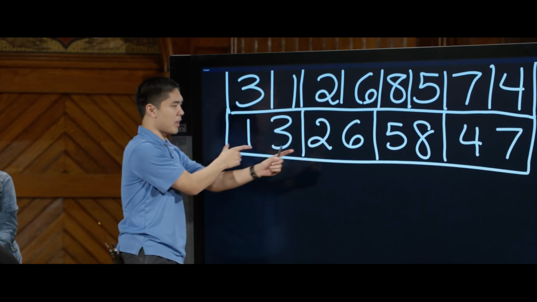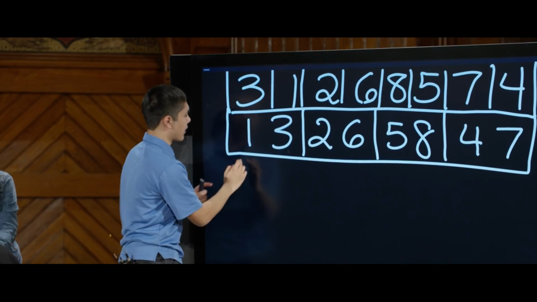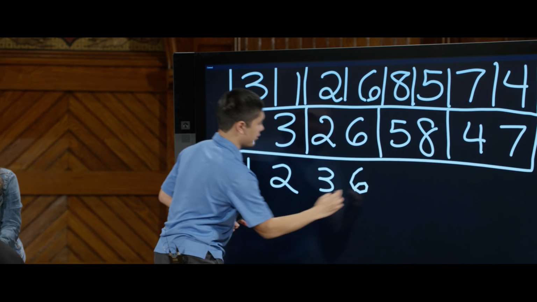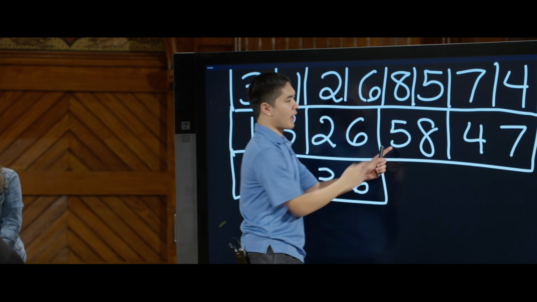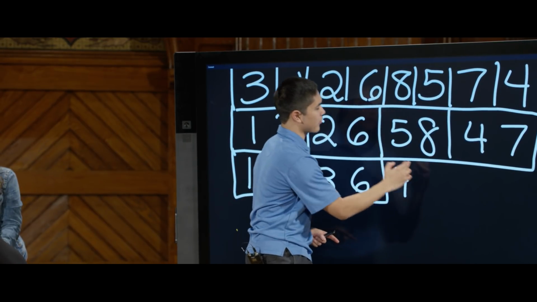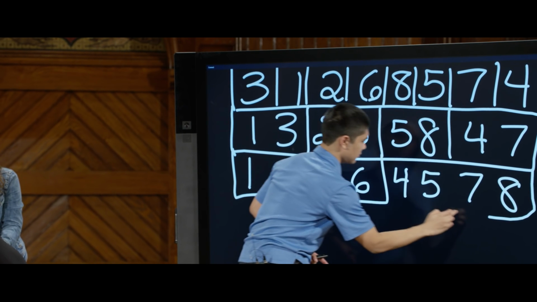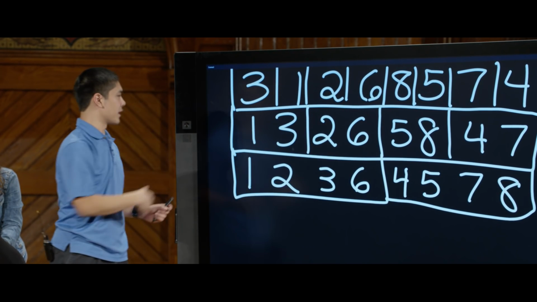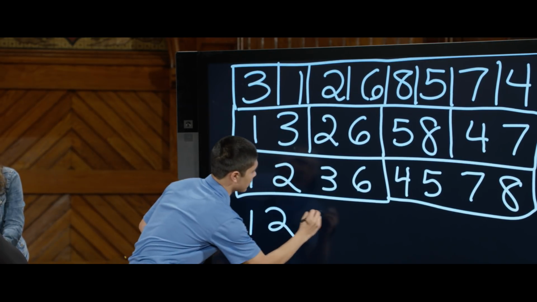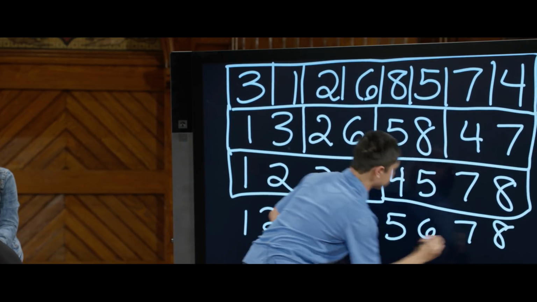Now we'll take those lists of size 2 and merge those together. How do you merge 1, 3, and 2, 6? Well, you get 1, and then 2, and then 3, and then 6. Likewise here, 5, 8, 4, and 7: the smallest one is 4, then 5, then 7, and then 8. Finally, now we have 2 lists, each of size 4, and the last step is to merge them all together, and we get 1, 2, 3, 4, 5, 6, 7, 8.